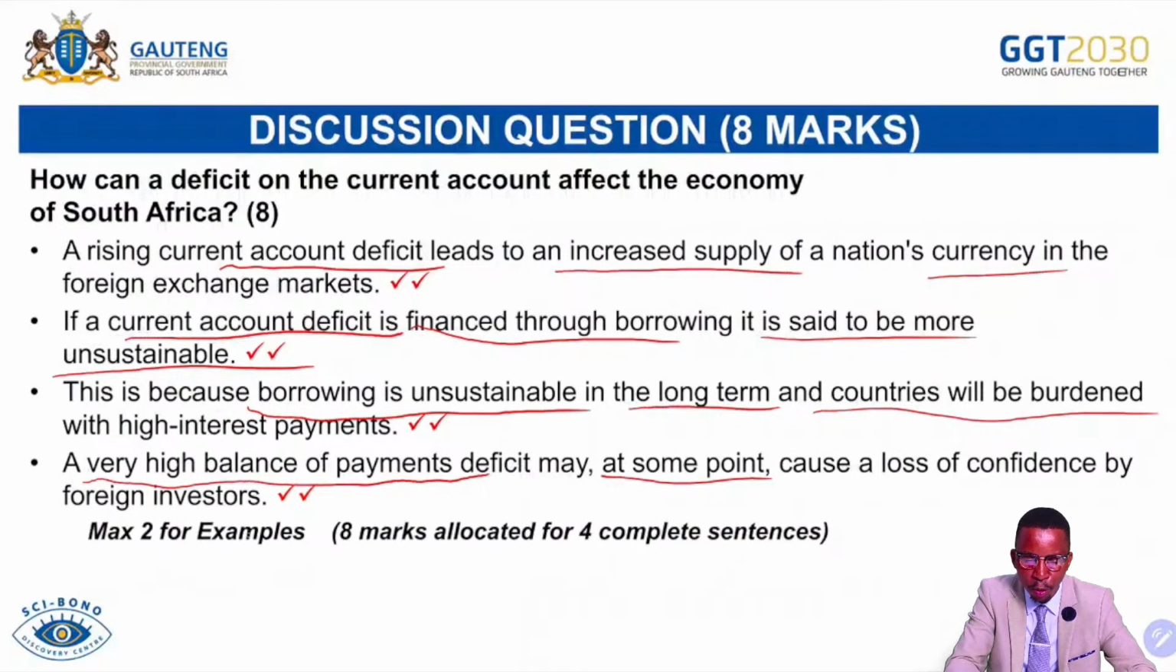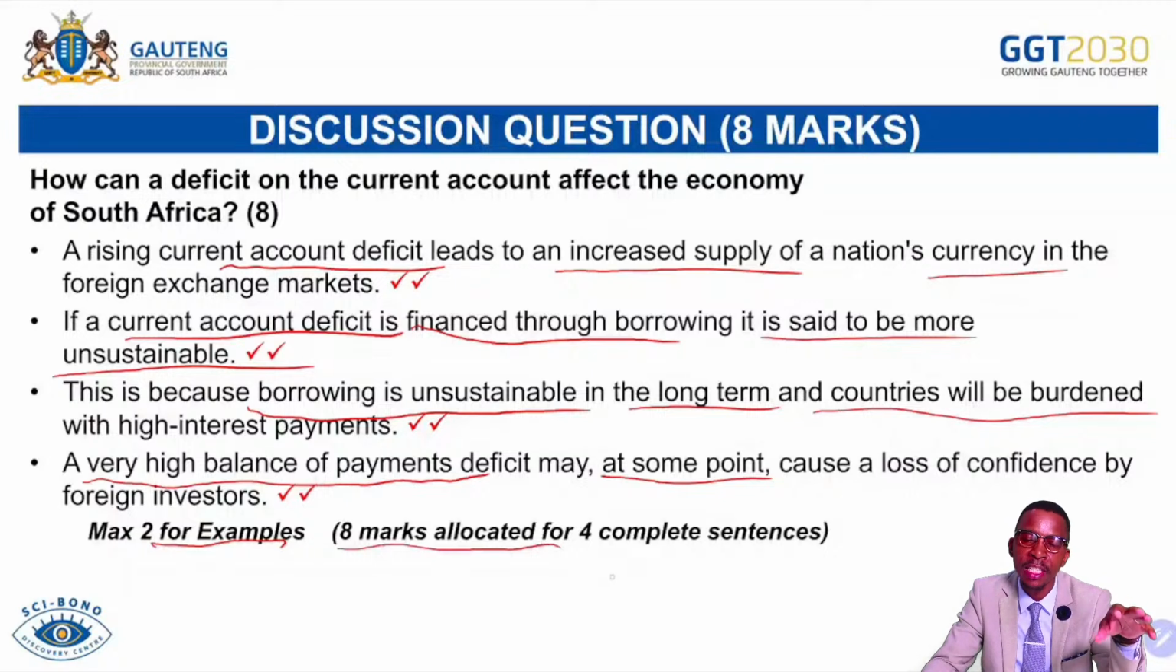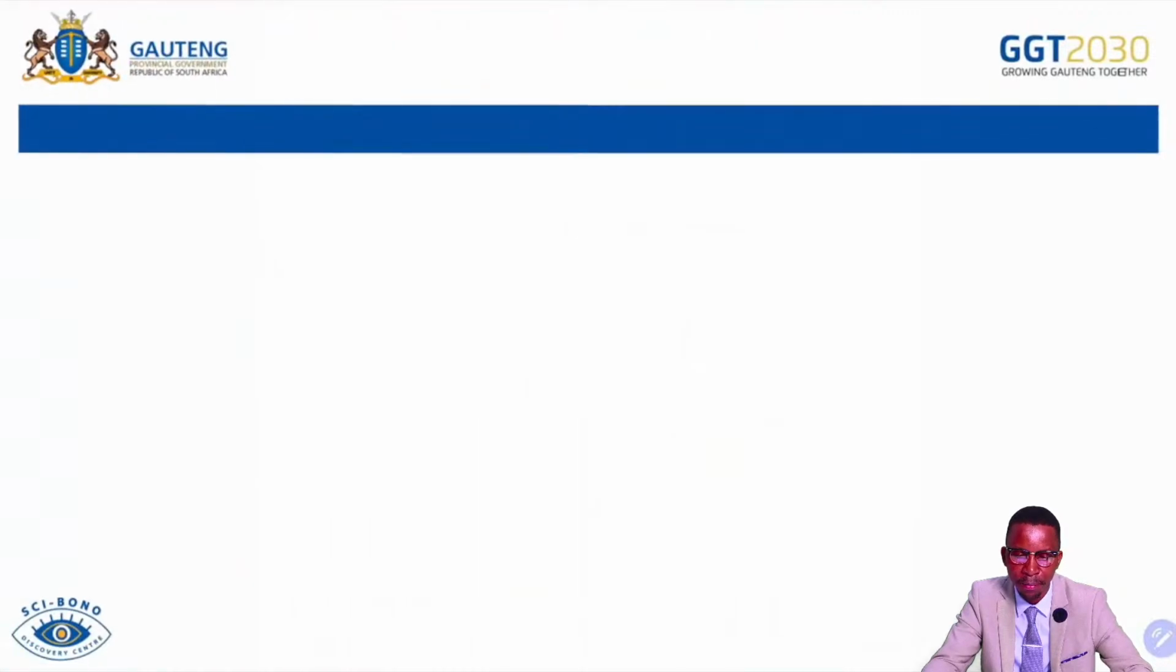Maximum of 2 for examples or mere listing, and 8 marks is allocated. Make sure that you have 4 sentences in full that are correct to obtain 8 marks. This is the higher order question. So it is important that whenever you list facts or you provide examples, be aware that you will be obtaining only a maximum of 2 marks. We claim the whole thing for 2 marks if we are listing, but if you discuss in full sentences, you can get the maximum marks.